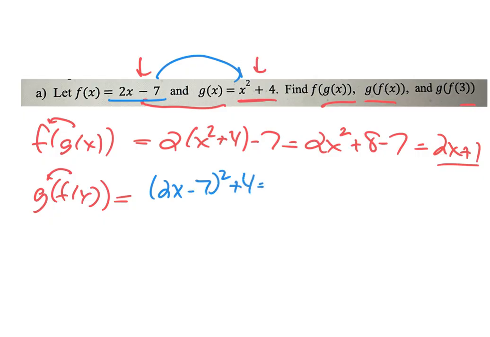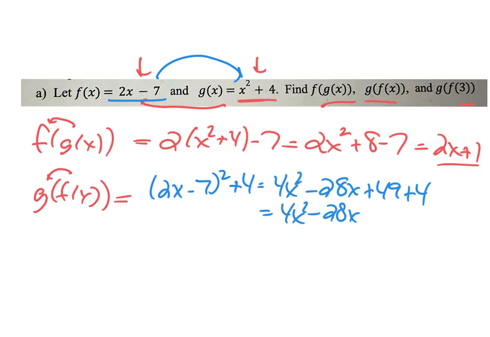Okay, so it's square, multiply, double, square. And I've got that plus 4 at the end, so I'm going to end up with 4x squared minus 28x plus 53. Okay, so notice the two answers are different. f of g of x and g of f of x are two different things.